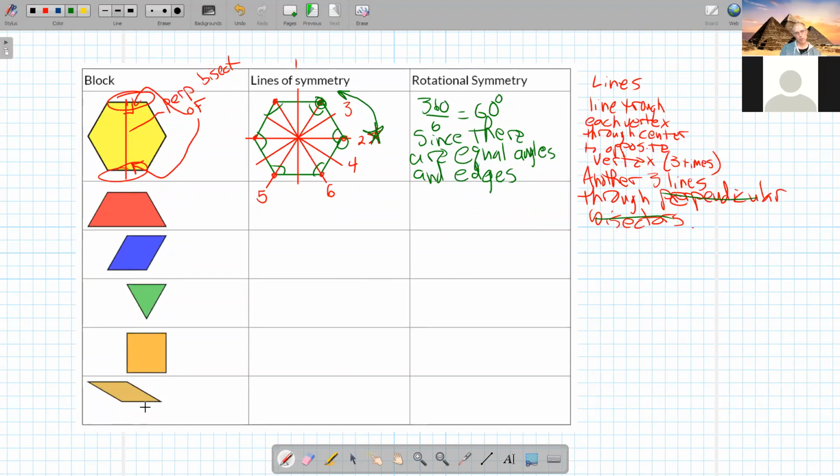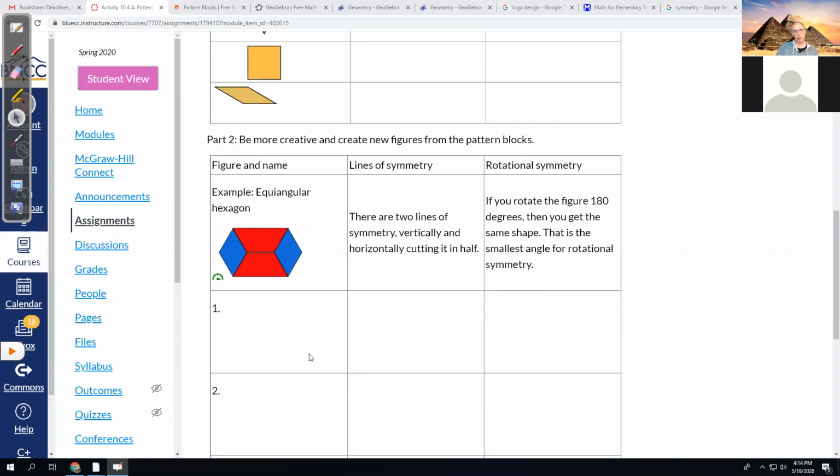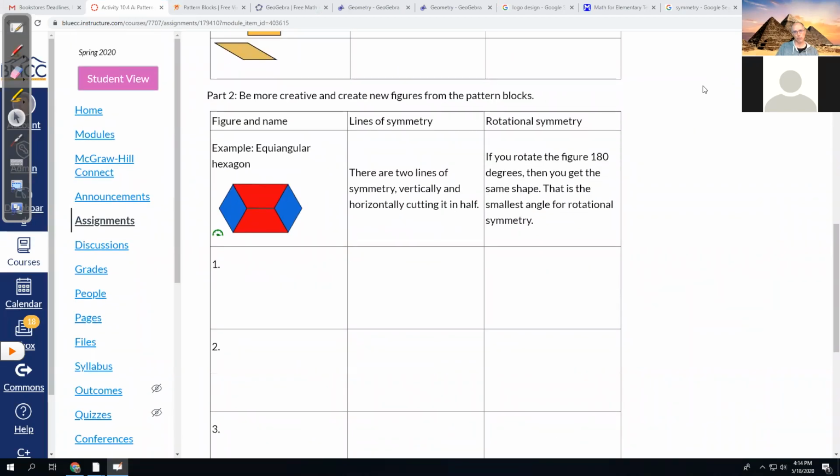All right, so once you get each of those done, then we're going to broaden and come up with creating our own figures. So I'd like you to use the pattern blocks again, but I would like you to use at least 2 pattern blocks to make a new figure that has some symmetry. So it should have at least a line of symmetry and maybe a rotational symmetry, if not both. It doesn't have to have both, right? Because this figure right here, let's see, it has 2 lines of symmetry when I draw them in like I did before. It has 180-degree rotational symmetry. I could make a shape kind of like my butterfly out of these pattern blocks.